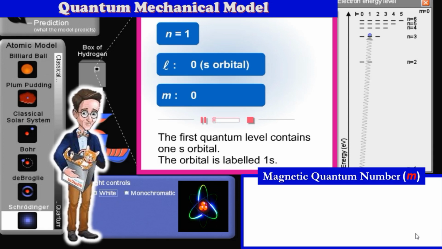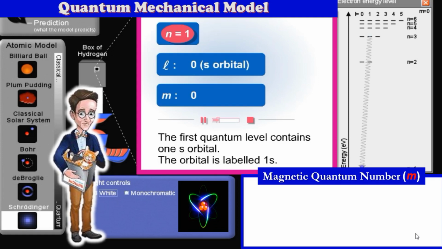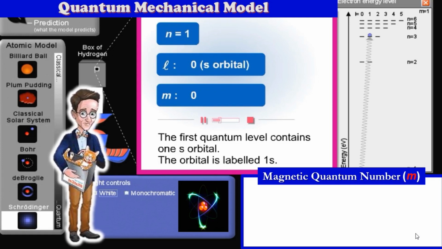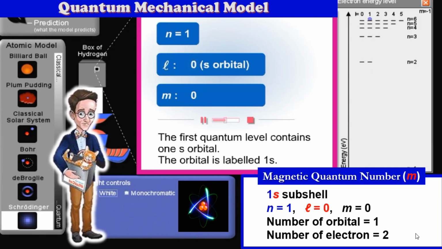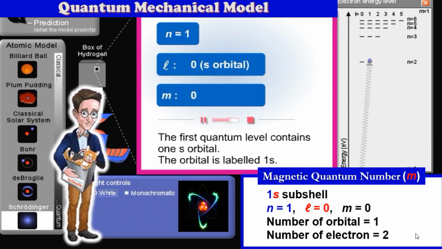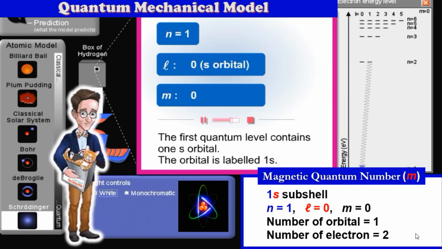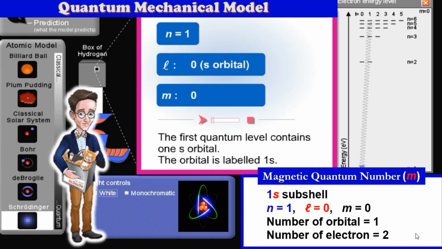Let us consider the first quantum level, whose principal quantum number, n, is 1. There is only one s orbital in this level, because the value of the azimuthal quantum number L is 0, and the magnetic quantum number m is 0. This orbital is labelled 1s. The number 1 refers to the value of n. Thus, there is only one orbital in the first quantum level. The maximum number of electrons in this quantum level is 2.